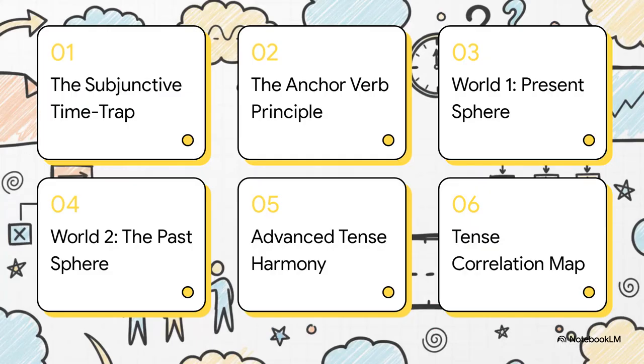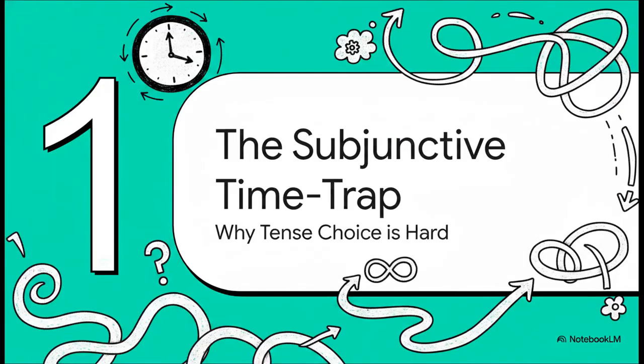So here's our game plan. We're going to start by really nailing down the problem, and then I'll reveal the one core principle that unlocks everything. From there, we'll explore the two worlds of tense, look at some tricky examples, and finally, I'll give you a complete map that puts it all together. Okay, so let's get right into it.